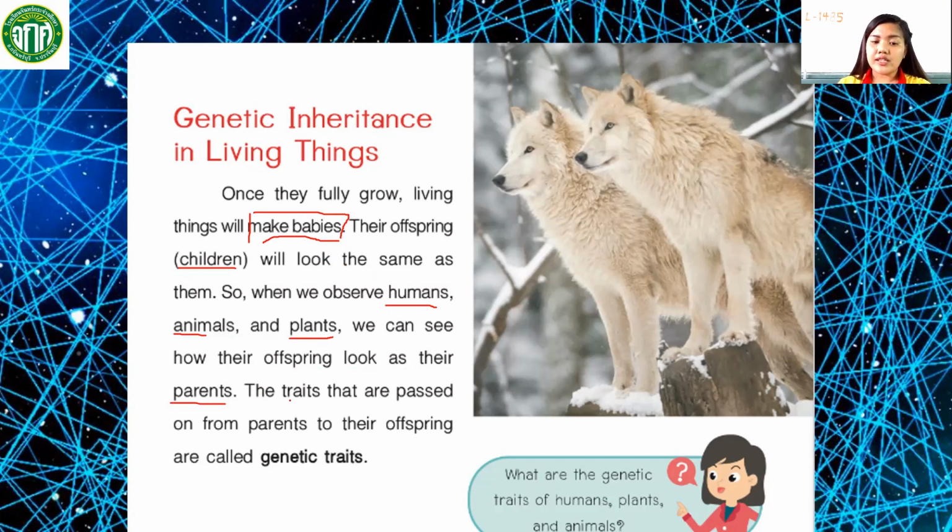The traits that are passed from parents to their offspring are called genetic traits. Again, the traits that are passed from their parents to their babies, or offspring, or children, are called genetic traits.